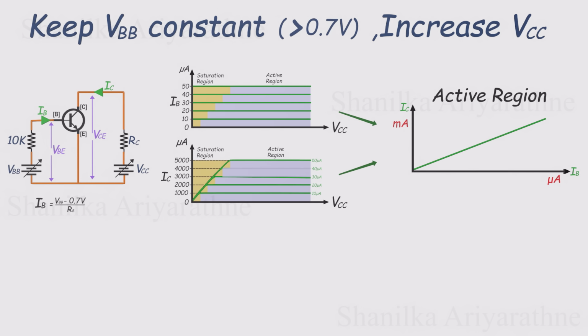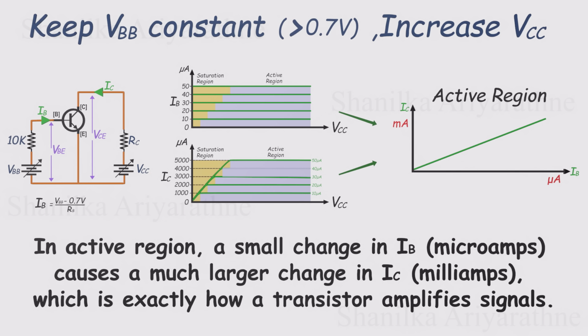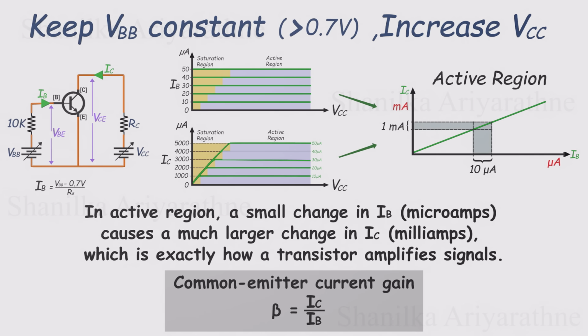If we plot IB against IC in the active region, we get a straight line. That means IC increases linearly with IB, and the scale difference is dramatic. While IB might only change by a few microamps, IC can change by milliamps. For example, a 10 microampere change in IB might produce a 1 milliampere change in IC. That's a current gain of about 100 times, and that's the heart of transistor amplification. A small signal at the base controls a much larger current at the collector. This gain is called the common emitter current gain, and it's usually represented by the Greek letter beta.